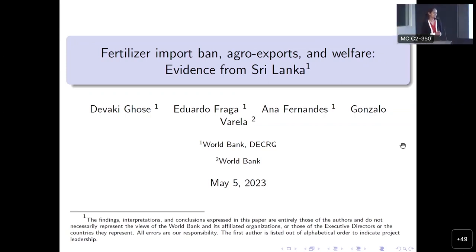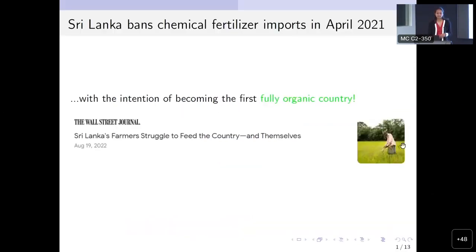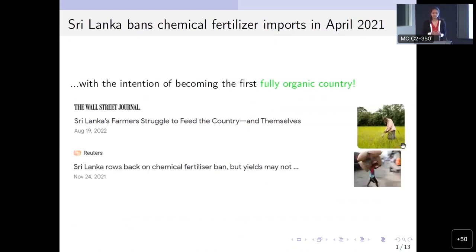Yeah, so I'm going to be talking about fertilizer import ban, agro-exports, and welfare: evidence from Sri Lanka. This is joint work with Eduardo Fraga, Ana Fernandes, and Gonzalo Varela, all of whom are in the World Bank. Thank you. Basically, in April 2021, the Sri Lankan government instituted a sudden ban on most chemical fertilizers with the intention of becoming the first fully organic country. Now, as you know, most of agriculture uses chemical fertilizer, and Sri Lanka imports almost all of its fertilizers, which means that agricultural production plummeted. There were farmer protests, and 6 months later, the Sri Lankan government rolled back the ban on chemical fertilizer.